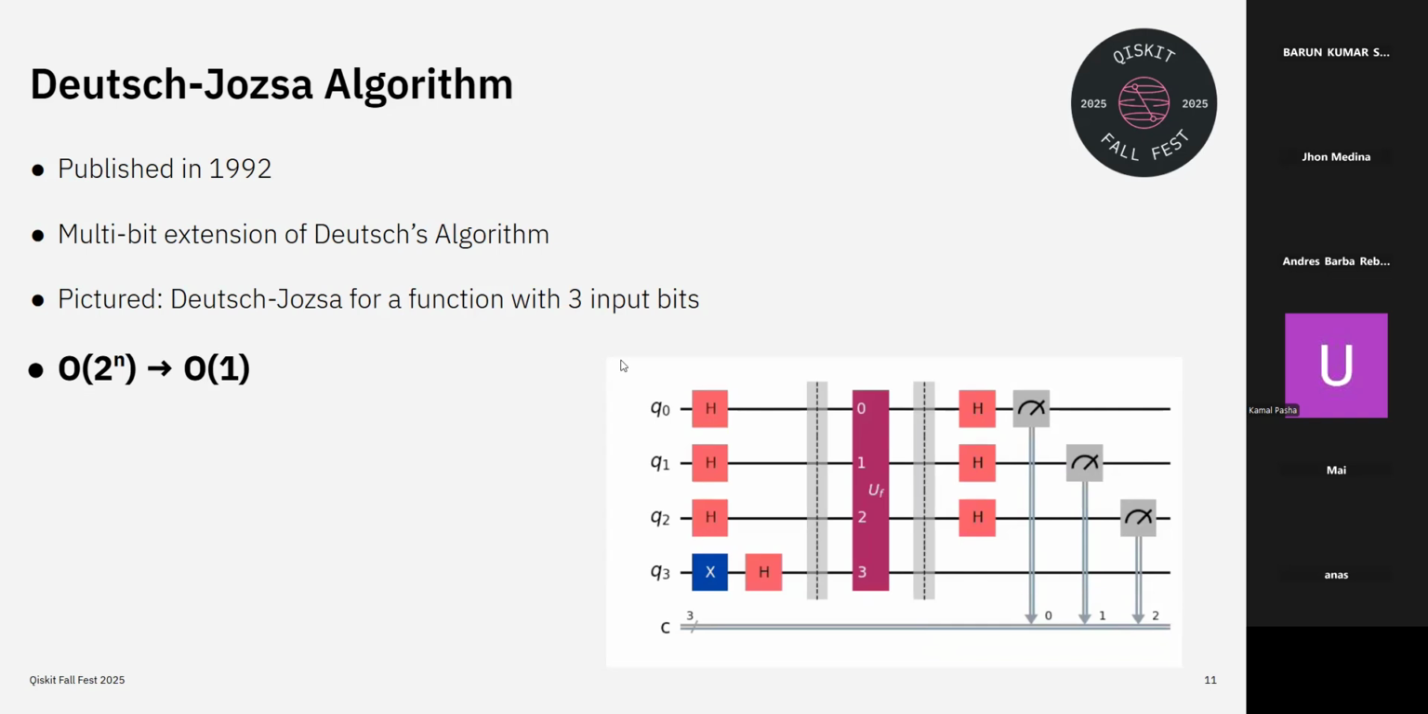And just pictured here, to give you an idea of what this looks like, here's an example of the Deutsch-Jozsa algorithm for a 3-bit input function. And then it has one qubit that is helping us with that output. It's a very similar structure. The math just gets more complicated behind it when you add more bits to it.